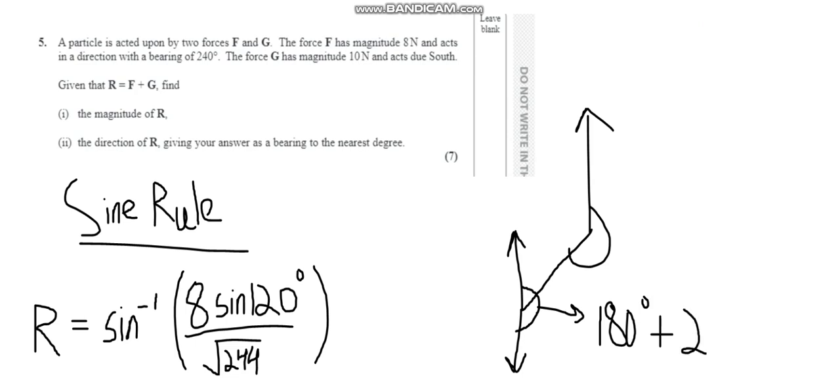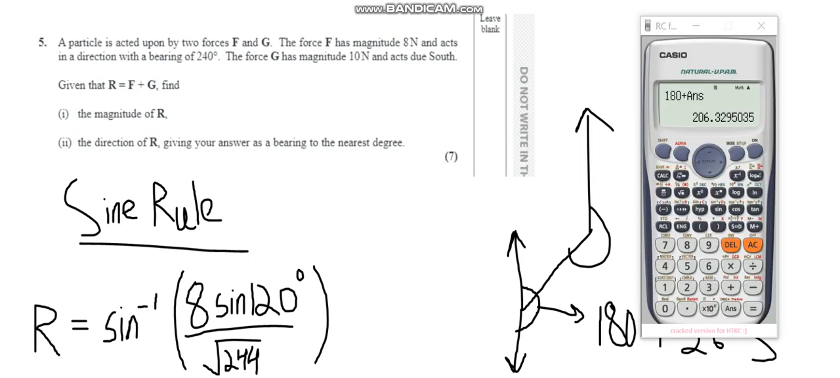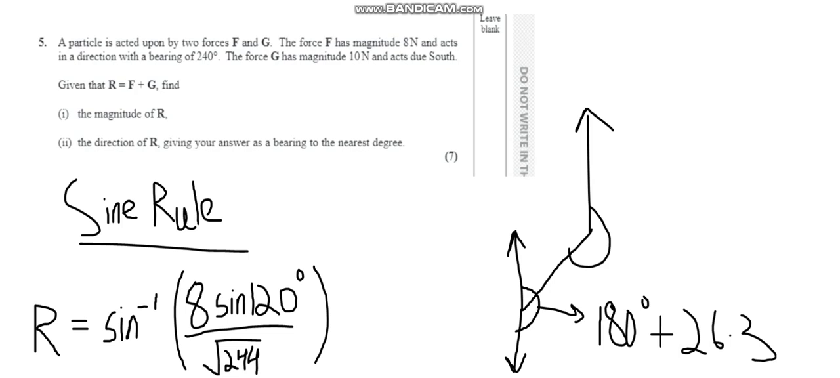26.3, there you go, and when we plug these values into the calculator, we get 206.3295035, or 206.3 to 2 or 3 decimal places. It's up to you. We have to find the bearing to the nearest degree, and that's our direction for R. Both parts are done, and that's our 7 marks.